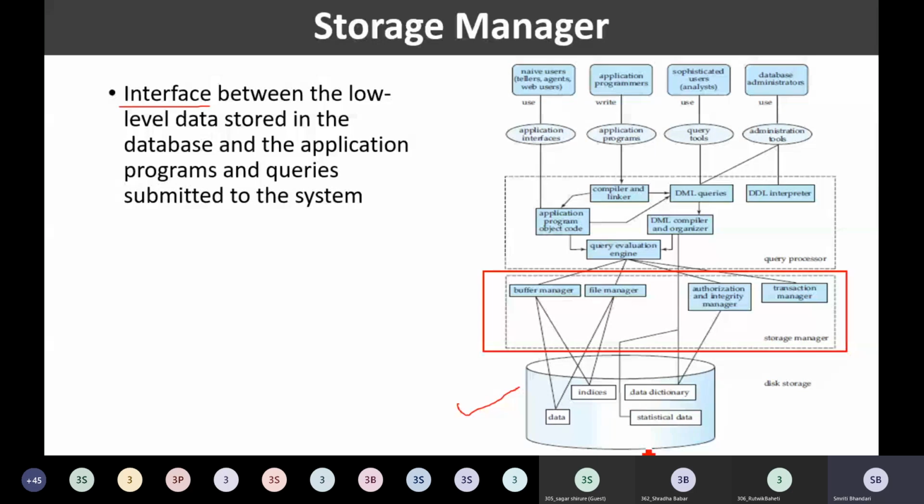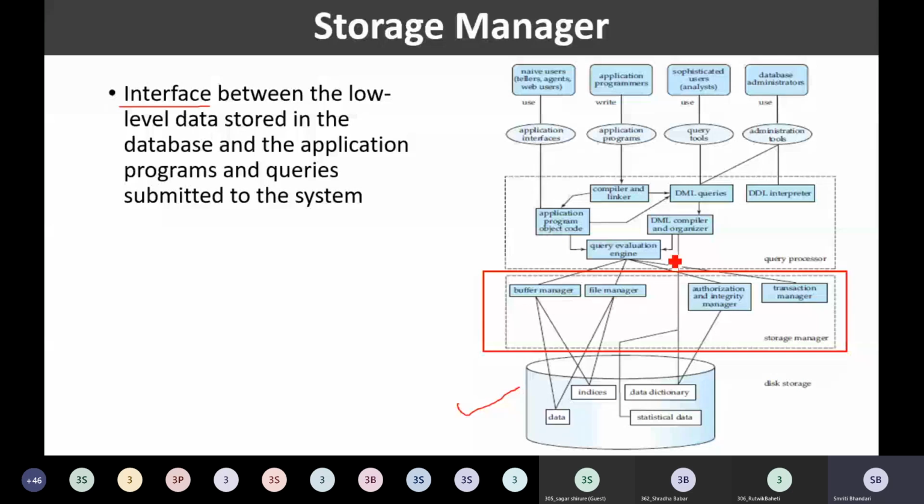As I mentioned, we communicate with our database management system through various application programs and various tools, and these application programs make use of queries. So ultimately, we are providing the queries. The storage manager provides us the interface between the low level data stored in the database and the application programs or the queries that are being submitted to the database system.